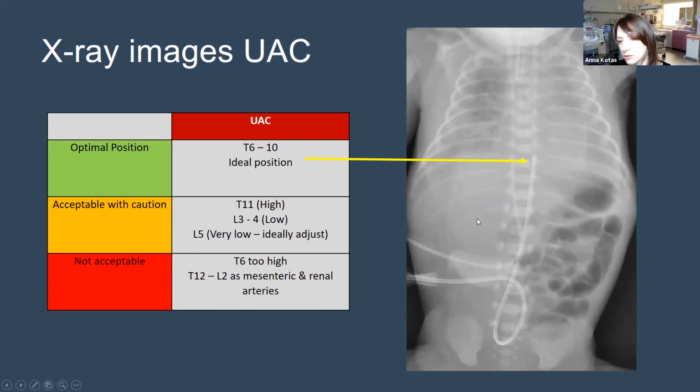Again, we can employ our technique for counting where the tip lies. So if this is T12, 12, 11, 10, 9, it's lying between T8 and 9.